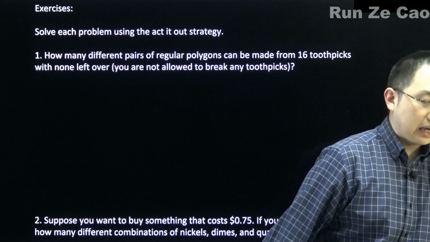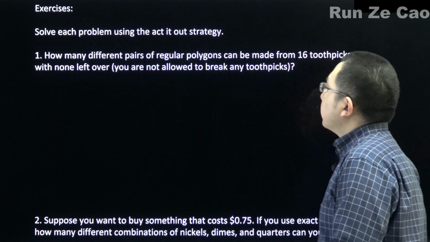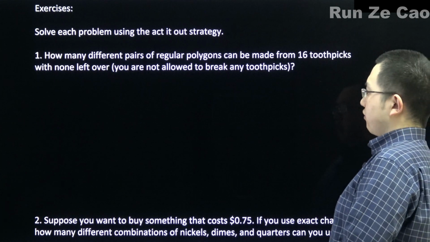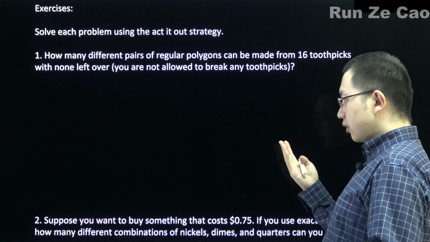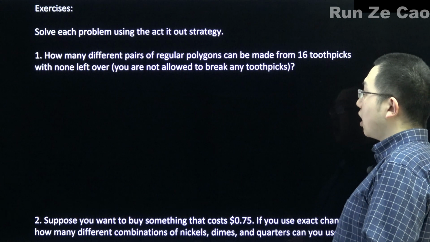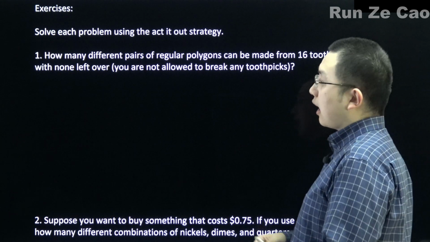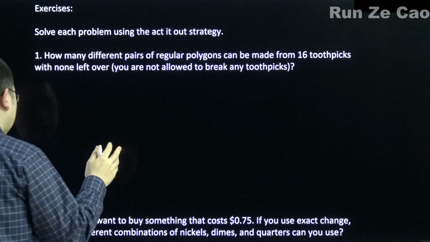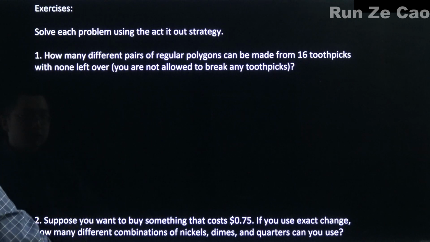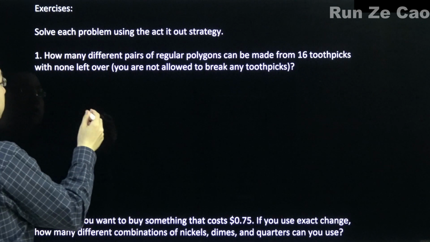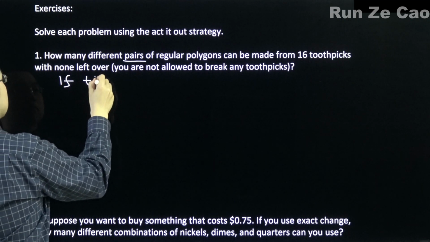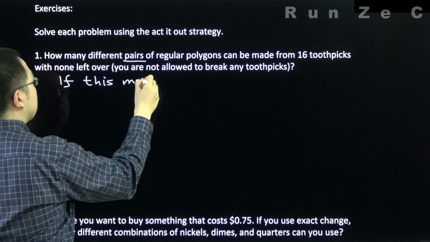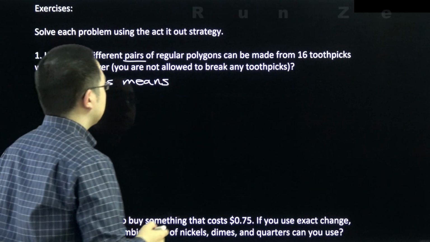For this question, I have a question. What does it mean by different pairs of regular polygons? Does it mean like 2 triangles, 2 squares, 2 hexagons, 2 octagons? Or does it mean an ordered pair, as in you can have a 3-sided and a 13-sided shape, a 4-sided and a 12-sided shape, and so on? We're going to go with this means strictly pairs.